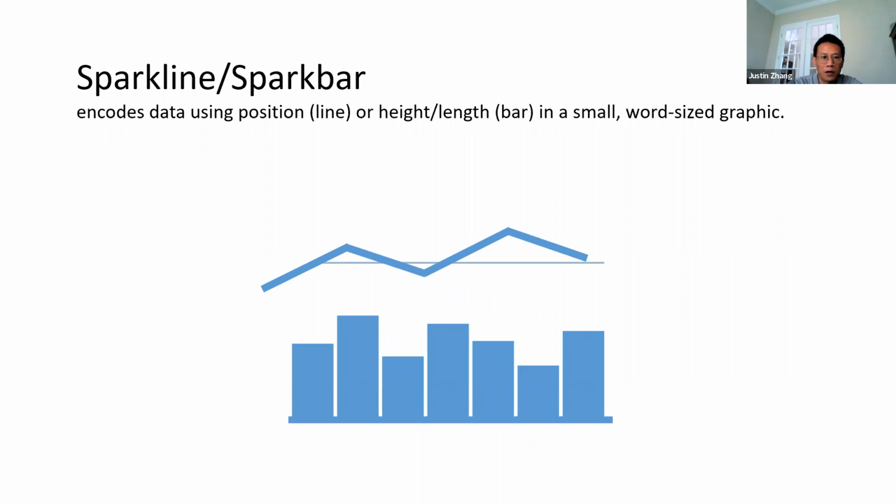Sparkline or spark bar. Sparklines use position and spark bars use height or length to encode data. They are small word-sized graphs that add context to numbers. They can be used to show trends in the data in a very small space. Sparklines are commonly used in Excel to indicate the trends along with the text maybe in the table. So we'll also see examples of sparklines later on.